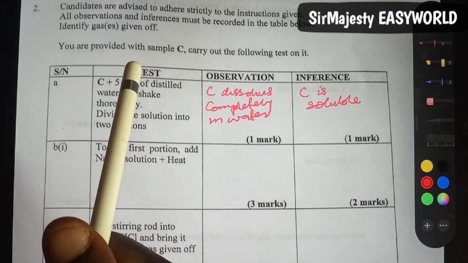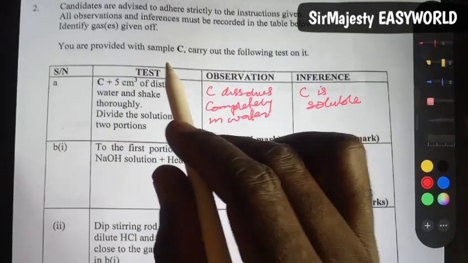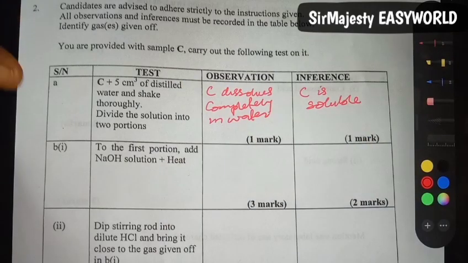You are provided with a sample C. They didn't tell you C is a salt or not a salt. Just tell the person now C is soluble. And don't say C is a soluble salt, because this question didn't identify C as a salt. Okay. Then question B, to the first portion, add sodium hydroxide plus heat.